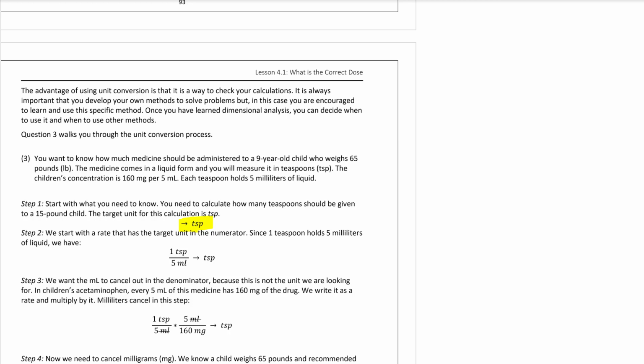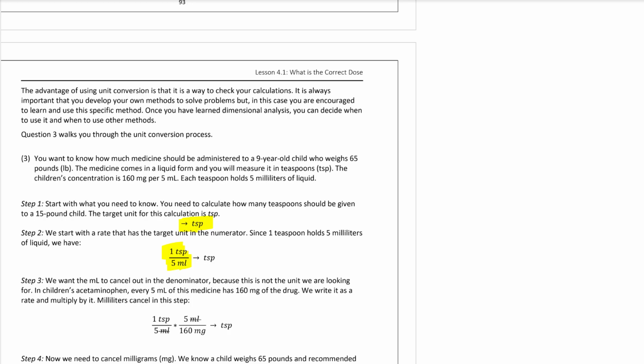The way you're going to begin is with your targeted unit, and you're going to write it as a rate. So you're going to write that as 1 teaspoon over 5 milliliters. So that's going to be your first step. Your next step is to convert and to get rid of the milliliters, because the question is how much of teaspoon to give. Well, we know that 5 milliliters contains 160 milligrams of the drug.